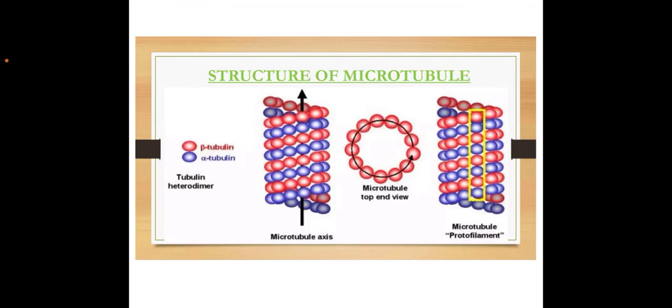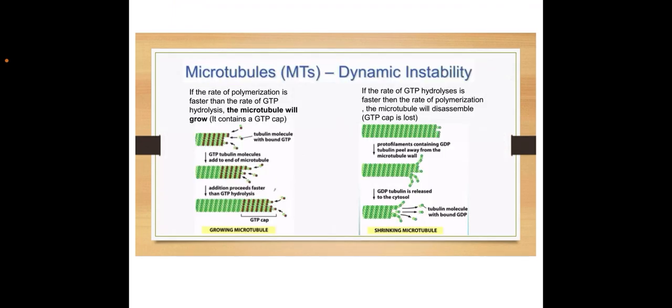That is the structure of the microtubule. Alpha tubulin and beta tubulin are shown. The red one is the beta tubulin and the blue one is the alpha tubulin, and they form a microtubule, shown in top view on protofilaments, and all these units combine together to form a microtubule.